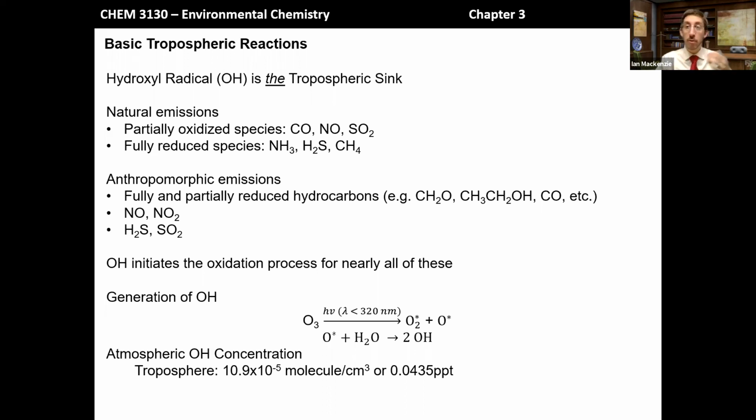In the stratosphere, a hydroxyl radical also exists. The concentration is a bit lower, and that may surprise you at first, since you'd probably expect there to be a much higher concentration of these excited state oxygen atoms due to more ozone being photolyzed and dissociated in the stratosphere. However, remember that the concentration of water molecules is extremely low in the stratosphere. And so as a net, we end up with a lower overall concentration of hydroxyl radical in the stratosphere, about 1.1 times 10 to the minus fifth molecules per cubic centimeter, or 0.00439 parts per trillion.